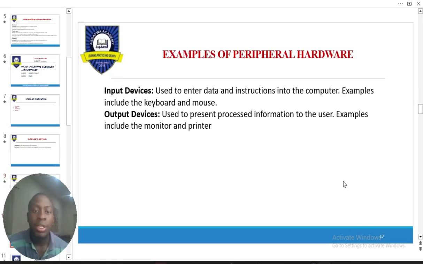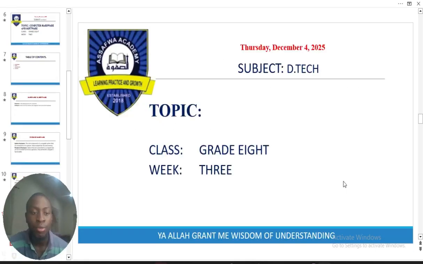Now we have examples of peripheral hardware. Your peripheral hardware can be either an input device or an output device. That means it is either giving information to your computer or it is bringing out information. It is either giving data to your computer or it is bringing out information.